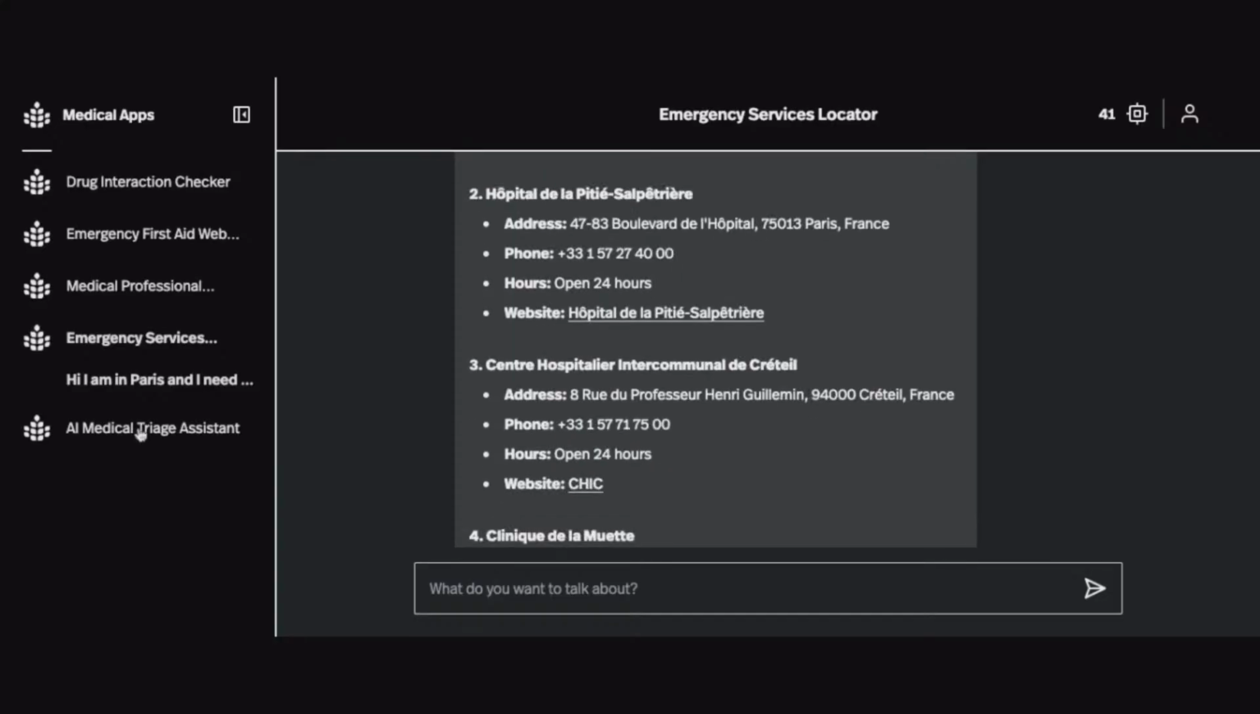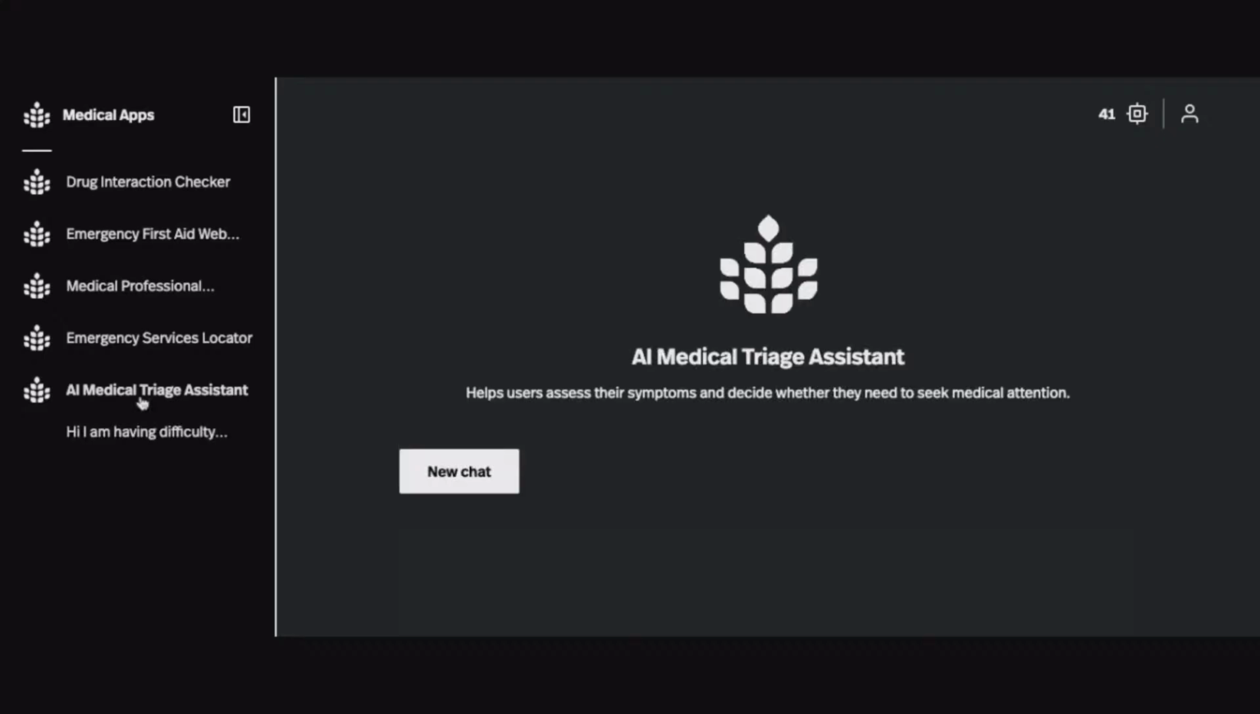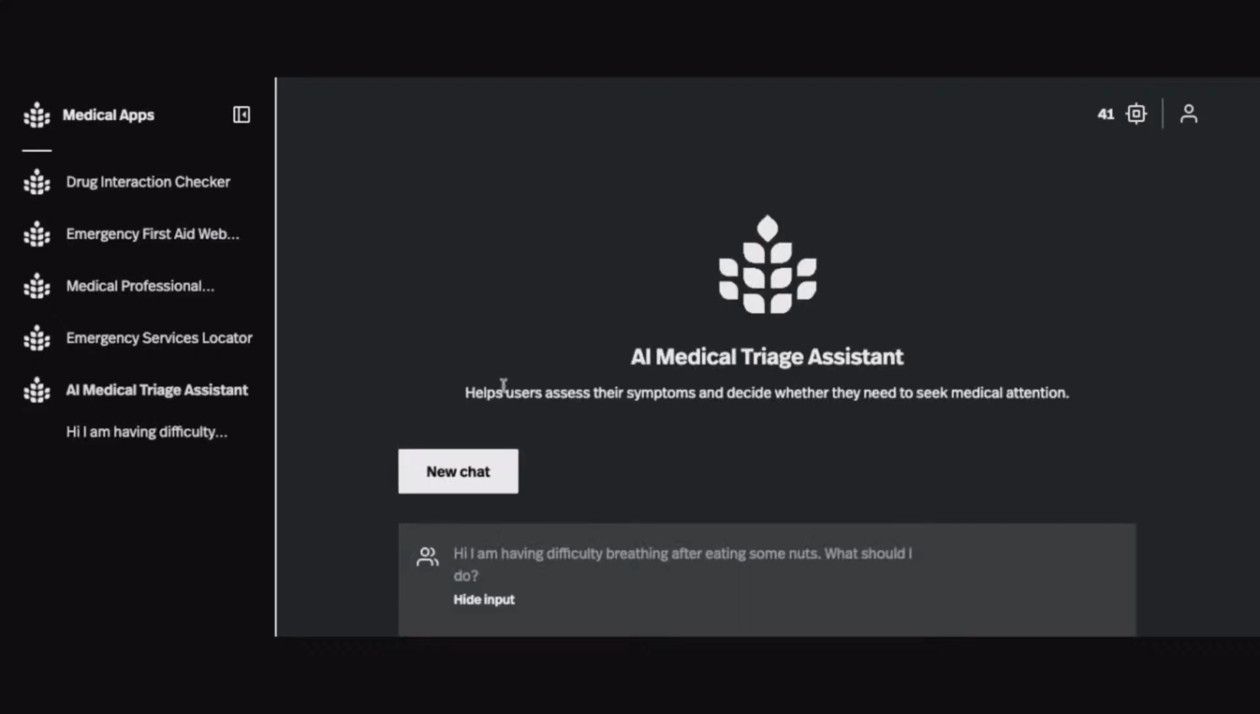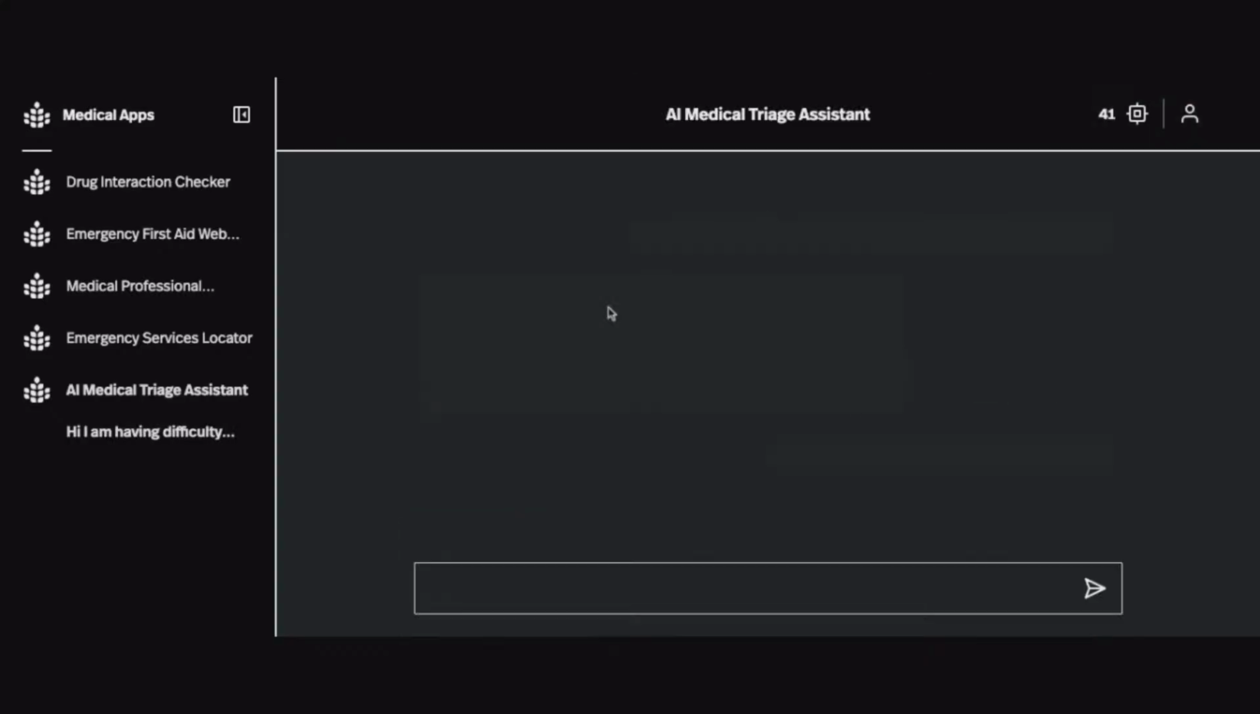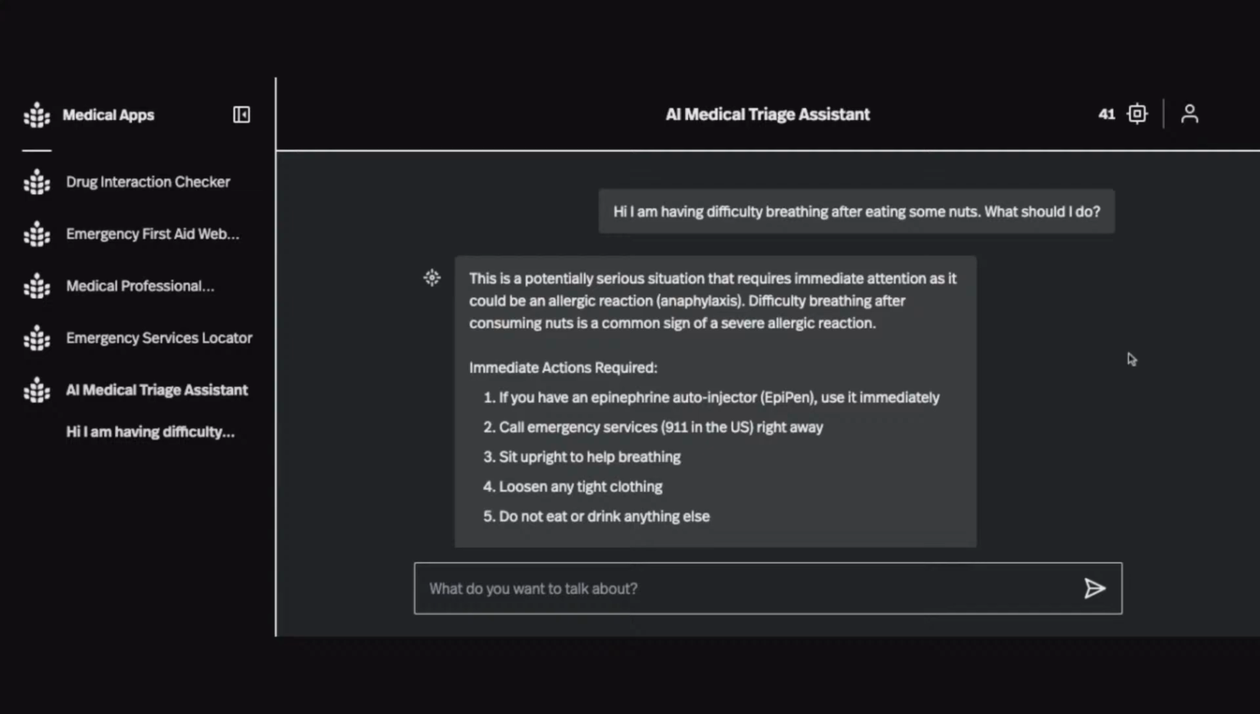We move on to the AI Medical Triage Assistant. It helps users assess their symptoms and decide whether they need to seek medical attention. So this is the chat that I generated. Hi, I'm having difficulty breathing after eating some nuts. What should I do? For those of you who are in the medical field, you know what that looks like.